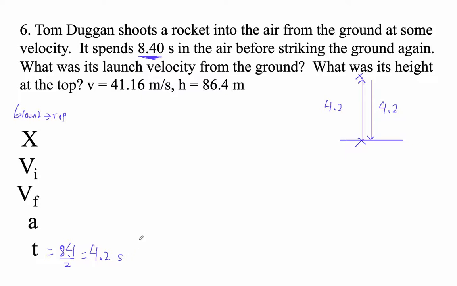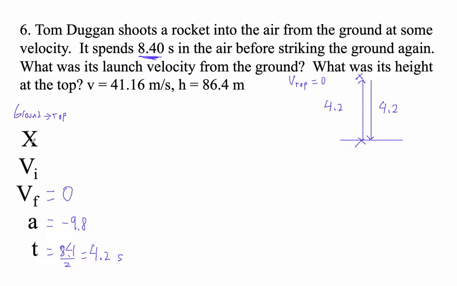What was its launch velocity from the ground? Okay, so what else do we know? We know at the top that the final velocity, so the velocity at the top, is 0. Now it's 0 because if it's not 0, it's not at the top. Okay? I don't know what part of Britain that's from. So what we know is that the velocity at the top is 0. We know that a is negative 9.8. We just don't know the initial velocity or the x.